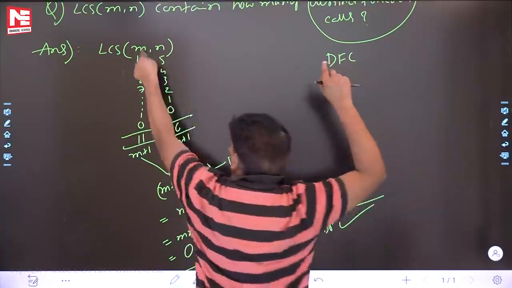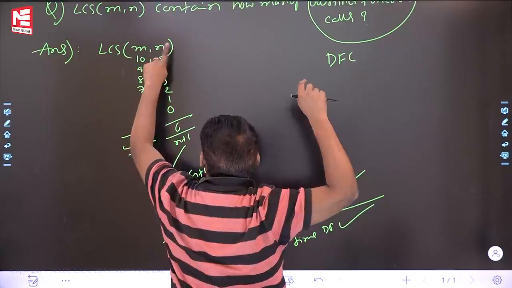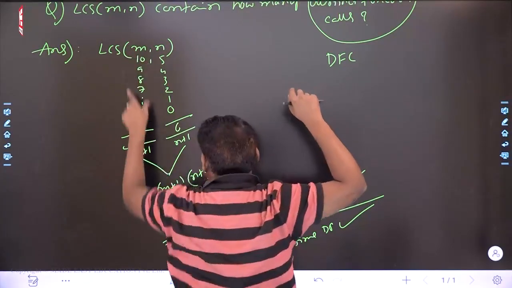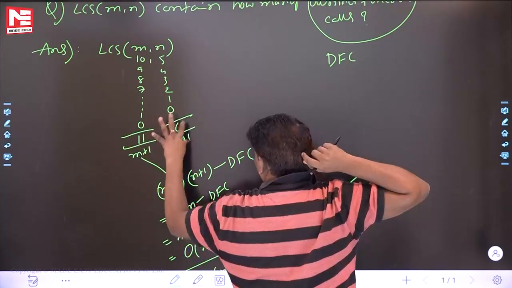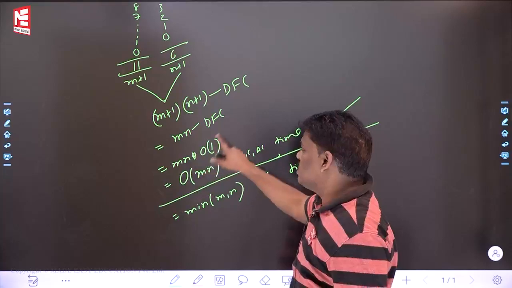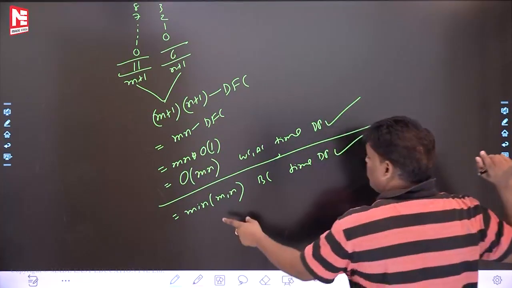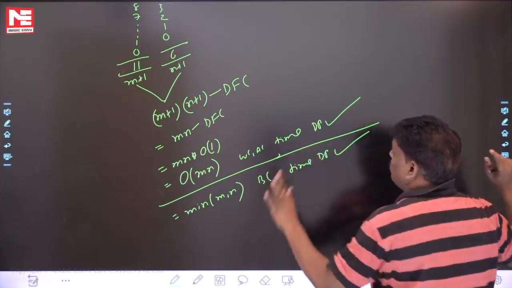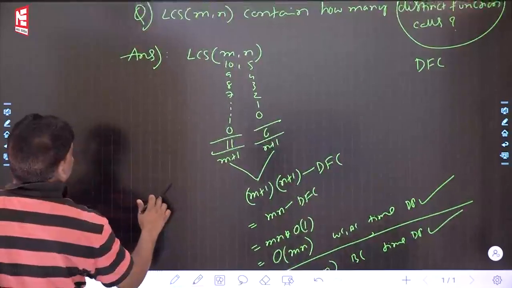Whenever this program is going on, m will decrement -1, -1, -1, and n will decrement -1, -1. Overall m plus 1 ways, overall n plus 1 ways, both can be done at a time, m into n ways. So mn distinct function calls, one function call constant. So order of mn time for worst case and average case, and minimum of m comma n for best case, time complexity using dynamic programming. Please be careful. Next one, see the interesting answer.